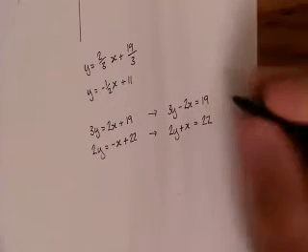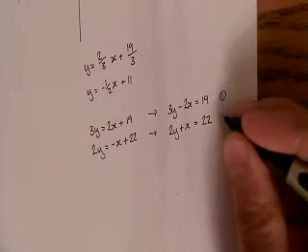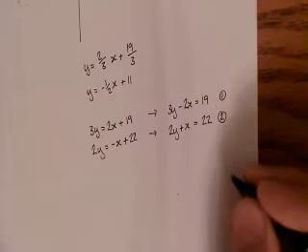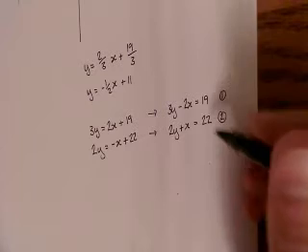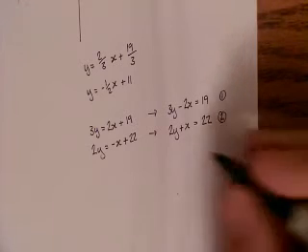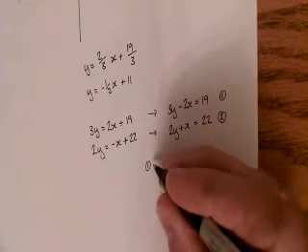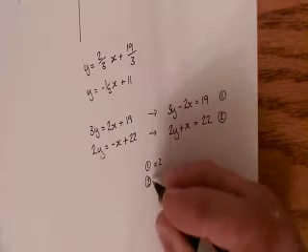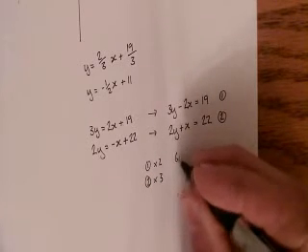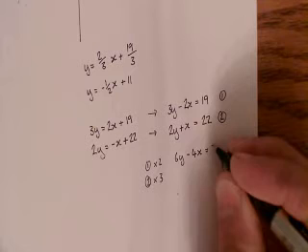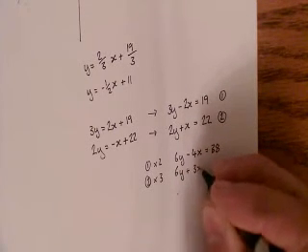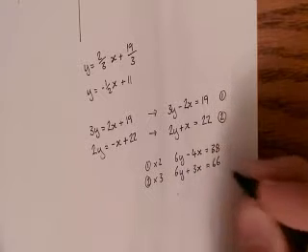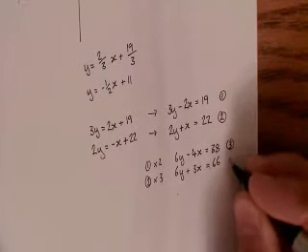It takes that bit of rearranging before we can make them look familiar, but this is a standard simultaneous equation. So we're going to do equation 1 times 2, equation 2 times 3. That's going to give us 6y minus 4x equals 38, and 6y plus 3x equals 66. That's equation 3 and that's equation 4.